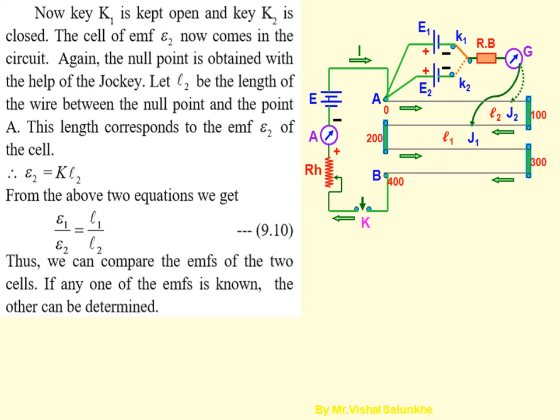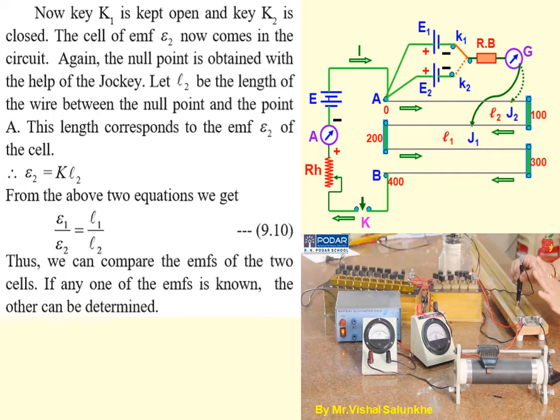So here, my dear students, we can easily compare E1 by E2, because L1 and L2 we are going to obtain from this experiment only. Suppose E1 is 1 volt and L1 is 10 and L2 is 30, so easily we can find E2 by knowing these three values. Understood? So hope you understand.